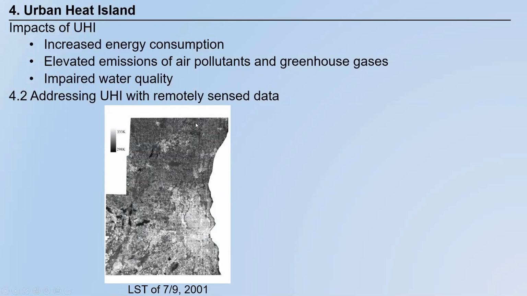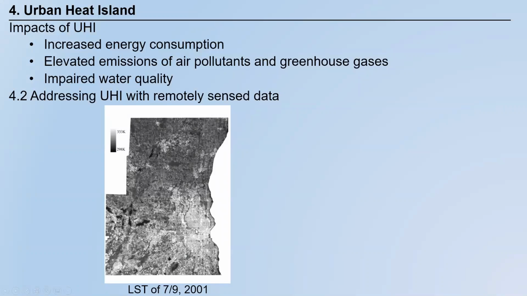So this is a thematic map for land surface temperature of Milwaukee County in Wisconsin, where I lived. So here is the legend. It's a grayscale thematic map. Bright areas are representing areas with higher land surface temperature, or we simply call it LST. And the dark areas are for regions with lower LST. So this map is for July 9th of 2001.